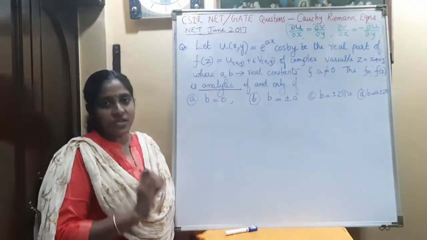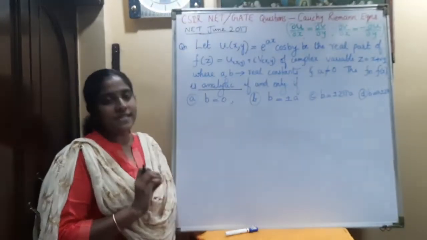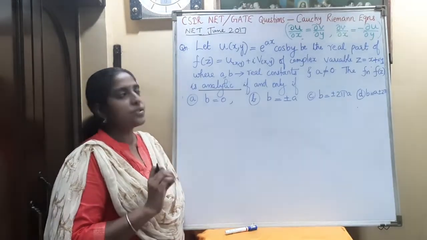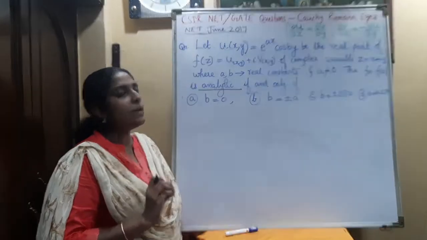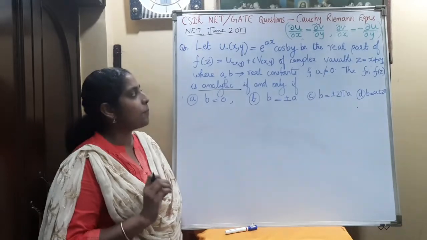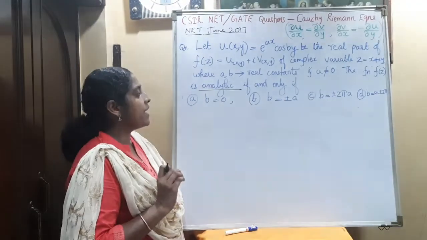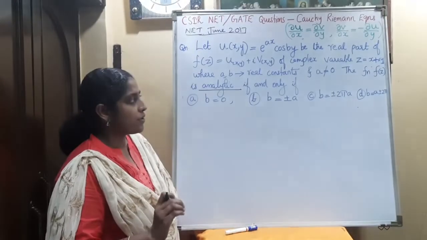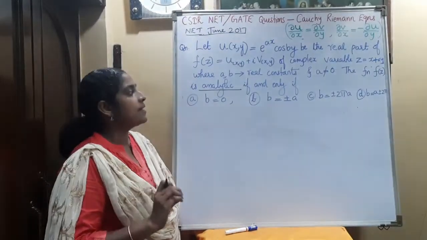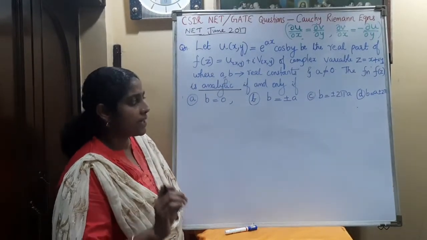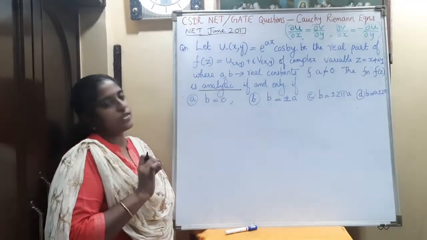This question was asked in the June 2017 NET examination. Let u(x,y) equal e raised to ax cos by be the real part of f(z) equal to u plus iv of a complex variable z equal to x plus iy, where a, b are real constants, a not equal to 0. The function is analytic if and only if b equal to 0, b equal to plus or minus a, b equal to plus 2 or minus 2 pi a, and b equal to a plus or minus 2 pi.